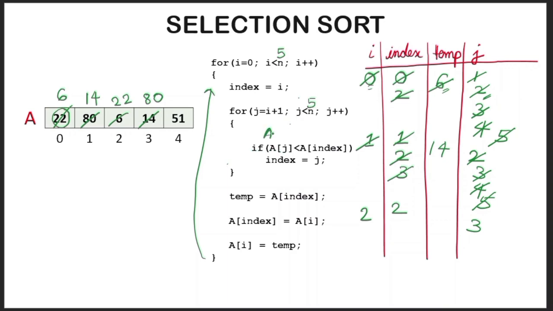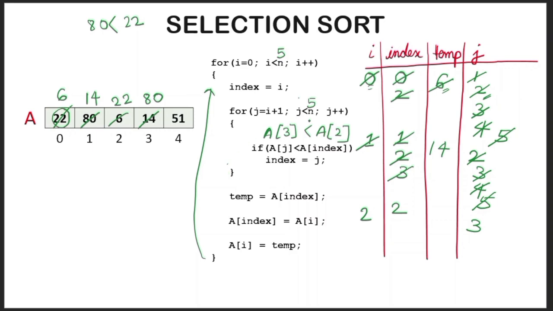If a of 3 is less than a of index, what is the value of index? 2. So we will see what is the value of a[3]. a[3] is 80. Is it less than a[2]? What is a[2]? 22. No, the condition is false.